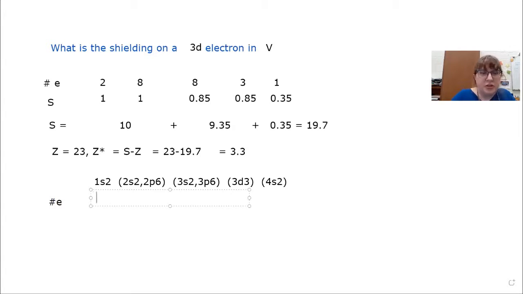So the first set is all going to be the same. I'm just going to say that's 10 for those first two. And then we have 8 for this group. But when we get to the 3D, since the electron in question is a 3D electron, we're only going to count 2 of those, so 1 less. And when we get to the 4s, there are 2 of those. We're going to count both of those. So now we want to know how much shielding is in place for each of these.